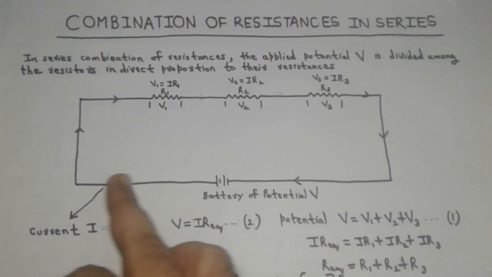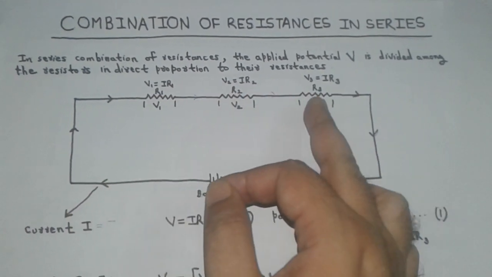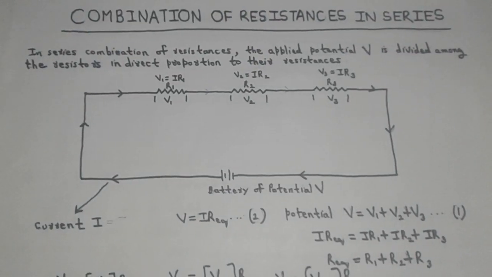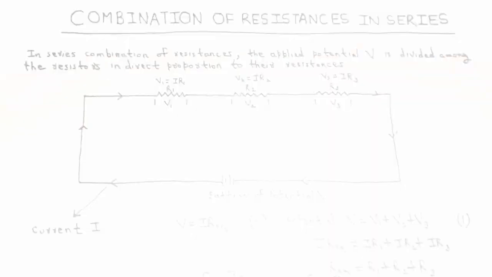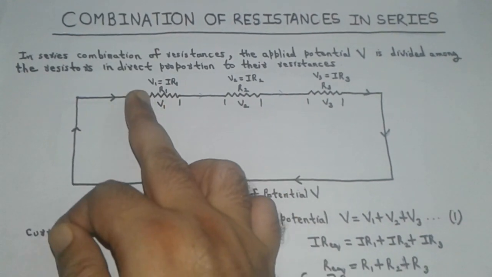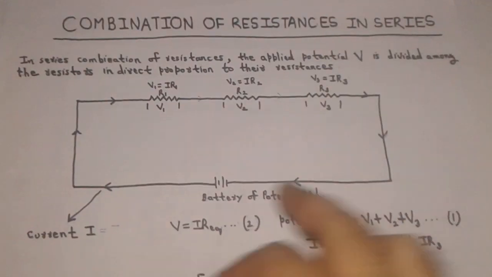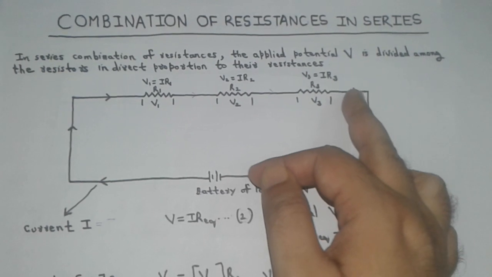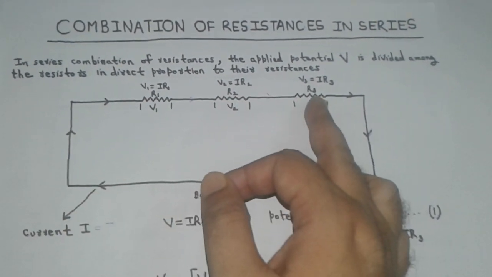However, the potential V supplied by the battery source is divided among the three resistors in direct proportion to their resistances as V1, V2 and V3. Thus, higher is the resistance of a resistor, greater is the potential drop across it and vice versa. Thus, the total potential V supplied by the source is equal to the sum of potential drop across the three resistances.